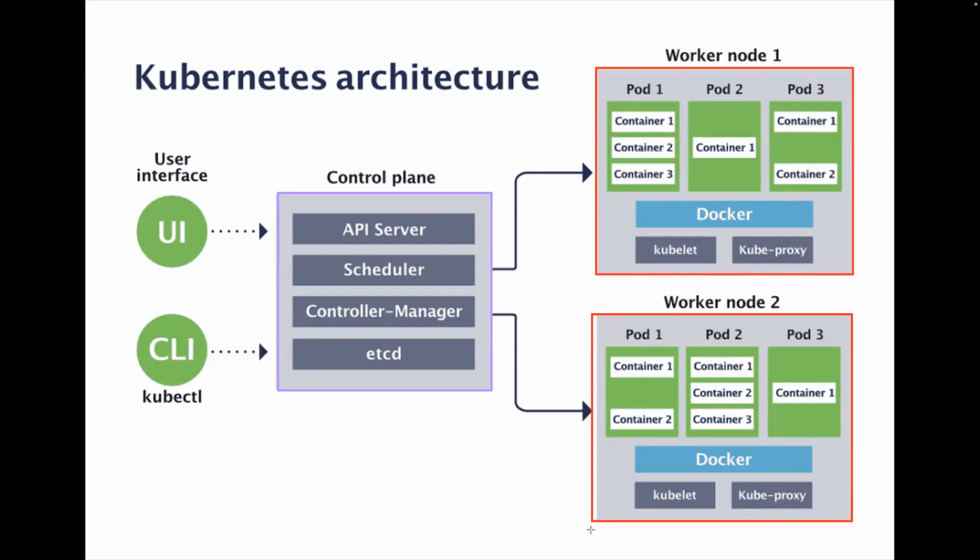These are called worker nodes or simply Kubernetes nodes, or they were also called minions some time back. But yeah, each worker node or master node has different components. Let's deep dive into those components. If you take a worker node, there are different components. The first one is Docker.